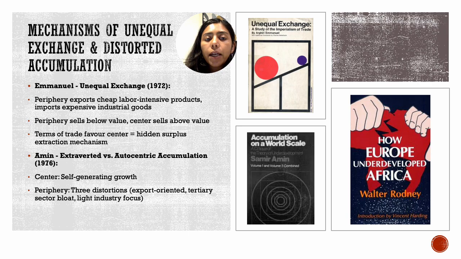For him, unequal exchange through trade was a hidden mechanism of surplus extraction and a major cause of economic stagnation in the periphery.